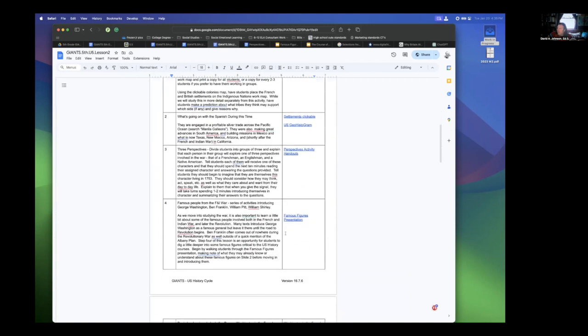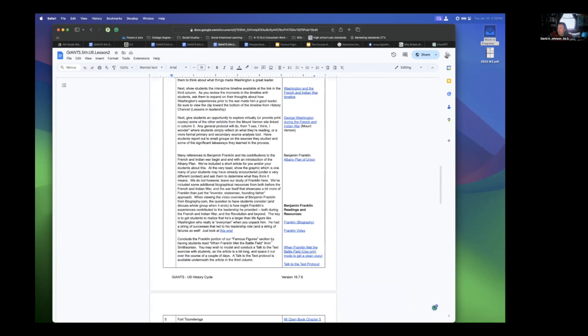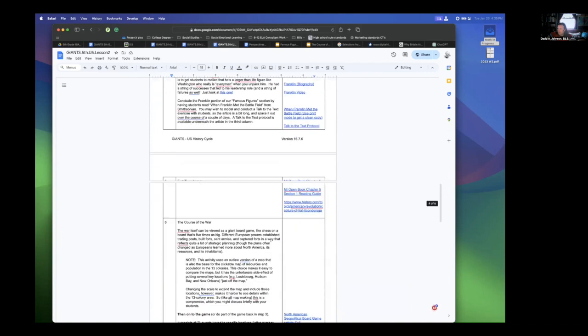And then it's going to take you through some of the famous figures, and 2 in particular that were selected because of their importance to some activities that are going to come up in lesson 3 as well. And then we'll get into the war itself. So there's lots of good stuff in here.